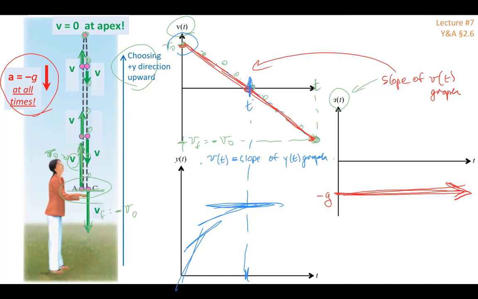And then our position graph needs to have increasingly negative slopes for the rest of time. Okay? And with the final negative slope being the same magnitude as the initial positive slope. So we can see that our position graph should be something like this. I'll clean it up just a little.